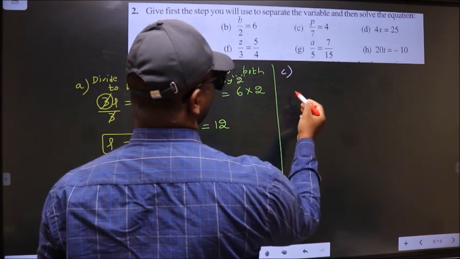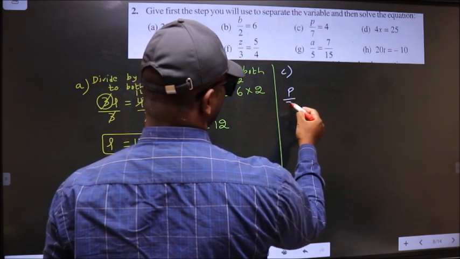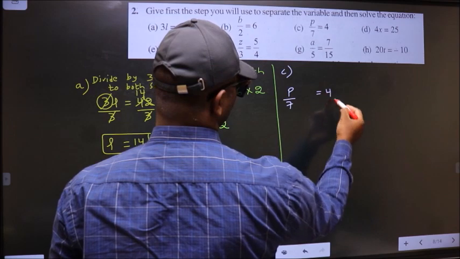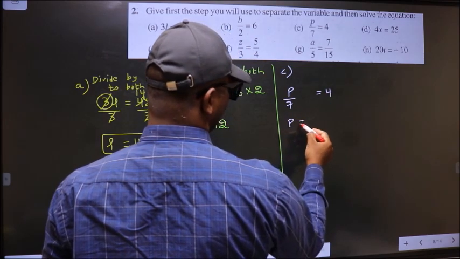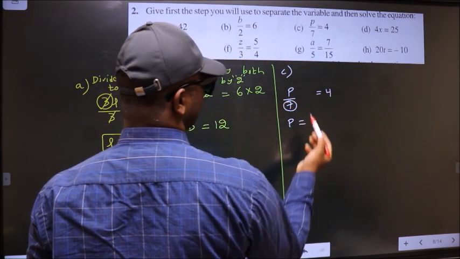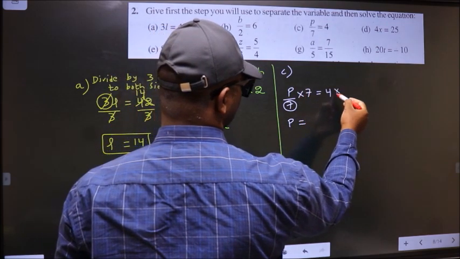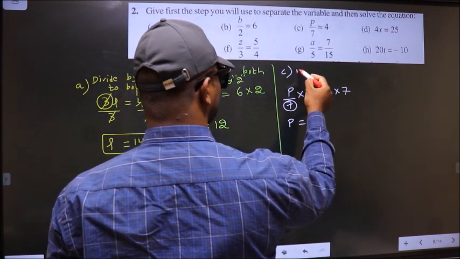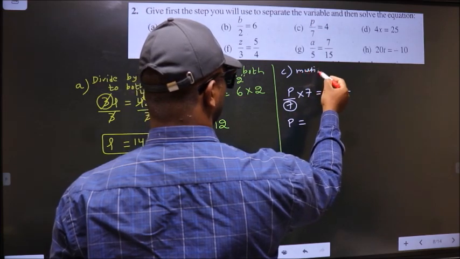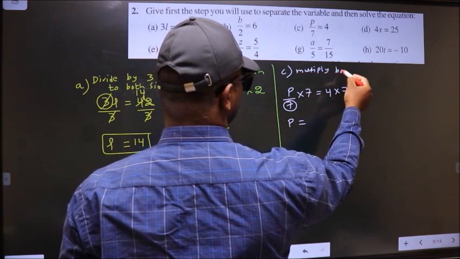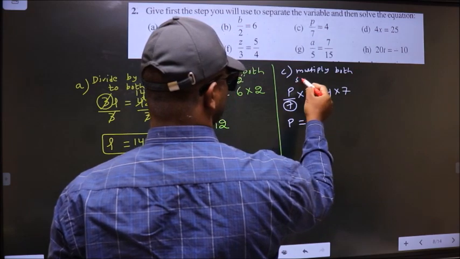C. p by 7 equal to 4. Now to get the value of p, we should remove 7. To remove 7, you multiply by 7 on both sides. So step is multiply both sides by 7.